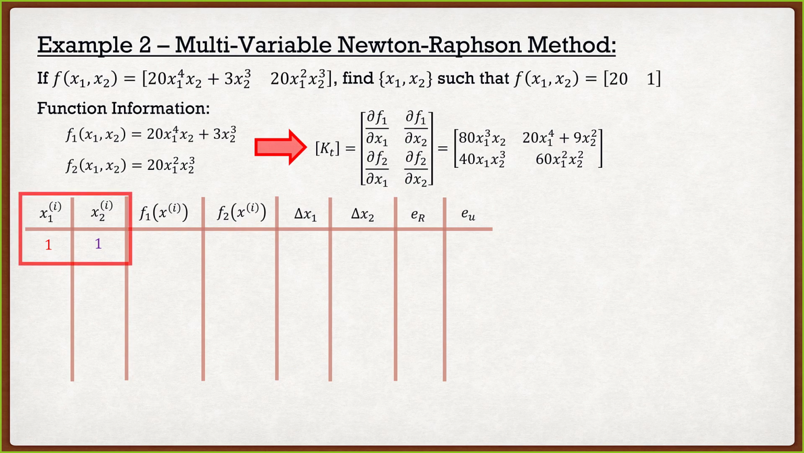Now, my question for you guys in the chat, why are they equal to 1? Why are those two values equal to 1? What do you guys think? Why are those two values equal to 1? No one wants to be brave?